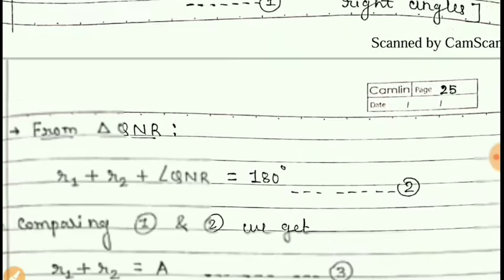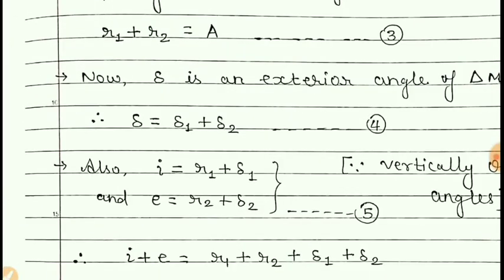In this triangle MQR, you can see this triangle. If I extend this line, then here it makes delta. So this delta is an exterior angle, and we know that exterior angle is the sum of the remaining two interior opposite angles. This delta 1 and this delta 2 are the interior opposite angles, so this exterior angle should be the sum of the two interior opposite angles, and that's why delta is equal to delta 1 plus delta 2.